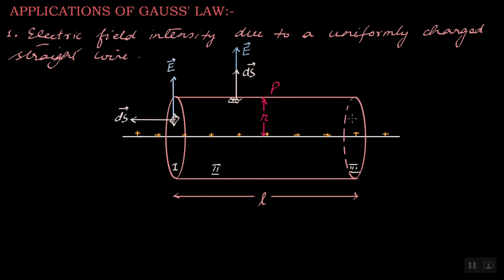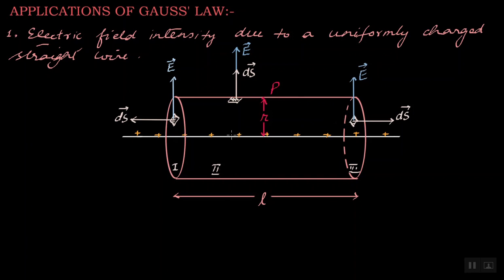Similarly, let us take a small area here. And this area is facing towards the right side. Yes or no? It's facing this side. This is the area ds. Okay? And what will be the electric field passing through this small area? I think by now you know it will be in this direction. Why? Because the electric field is perpendicular to the wire. Got it? So this is electric field E.